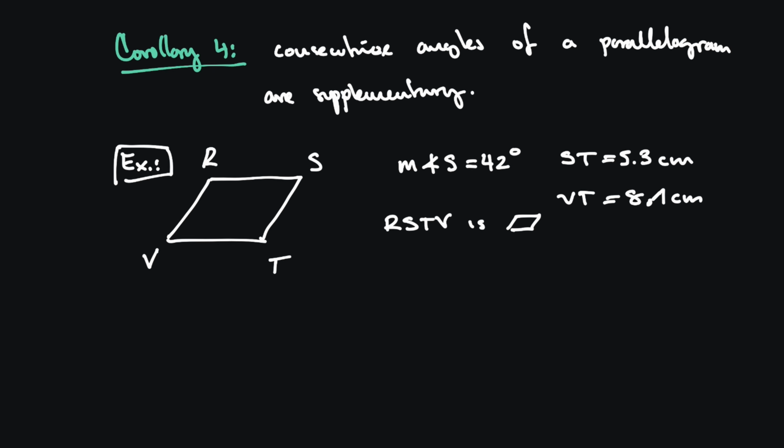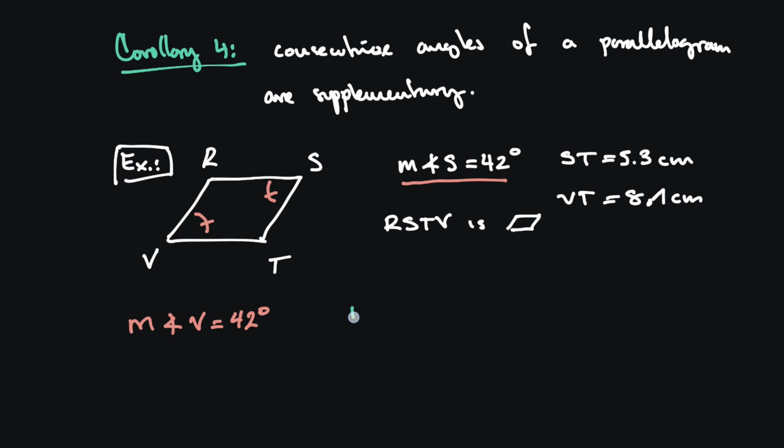So if I ask you to find, for example, the measurement of angle V, what would you say? Well, if you notice, S is right in front of V. And we already know by corollary number 1 that two opposite angles are congruent. So angle V should be the same as angle S, so it will be 42 degrees.